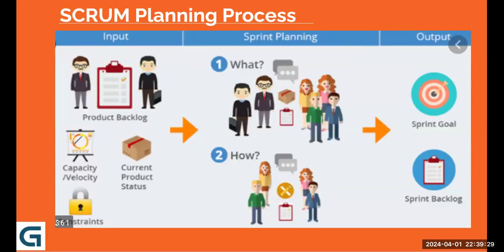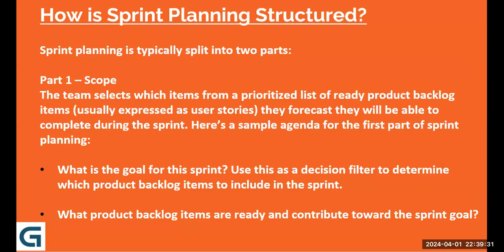Let's continue with how it is structured. I want three different people to read: the first and second paragraph, then the second bullet, and then the third bullet, first bullet, and then second bullet. Anyone can start now. How is sprint planning structured?